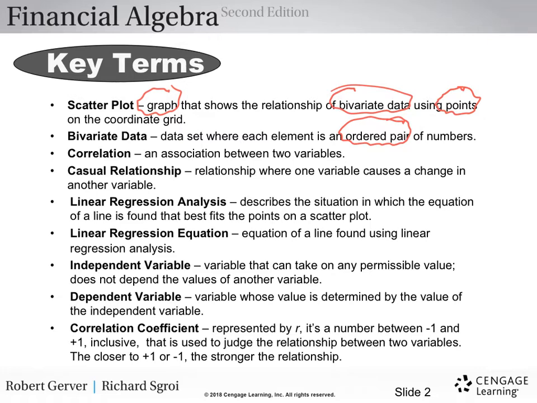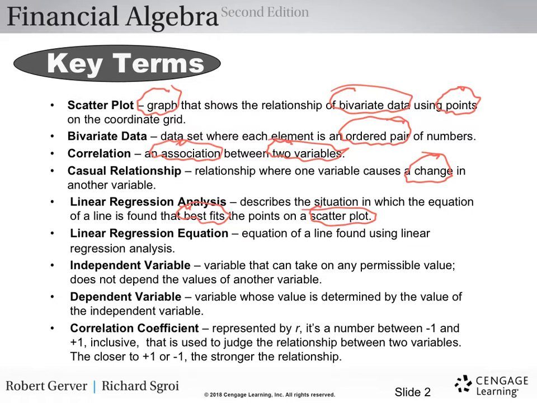Correlation is an association between two variables. So we're looking at how two variables are related. Causal relationship is a relationship where one variable causes a change in another variable, okay? Next is linear regression analysis. This describes a situation in which the equation of a line is found that best fits the points on a scatter plot, okay? A linear regression equation is an equation of a line found using linear regression analysis.